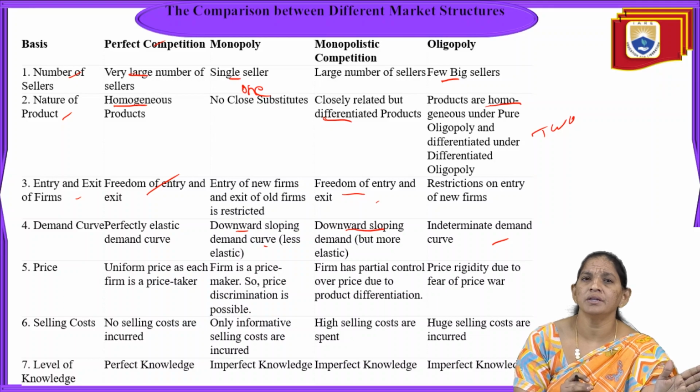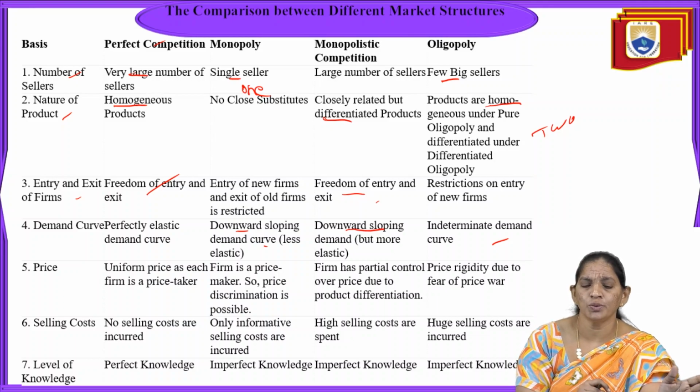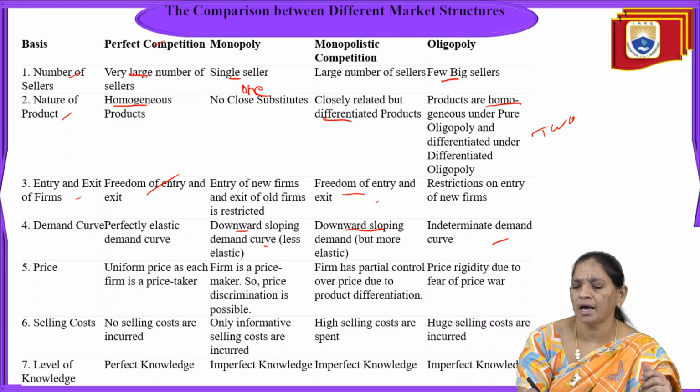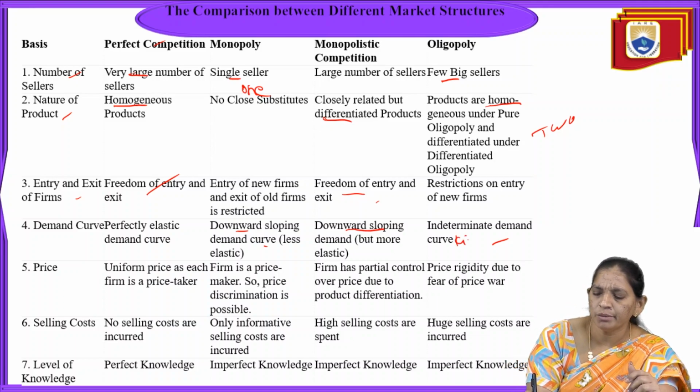So we can see here restricted entry will be there. That's why the demand curve will be indeterminate. So sometimes we can have a kinky demand curve.